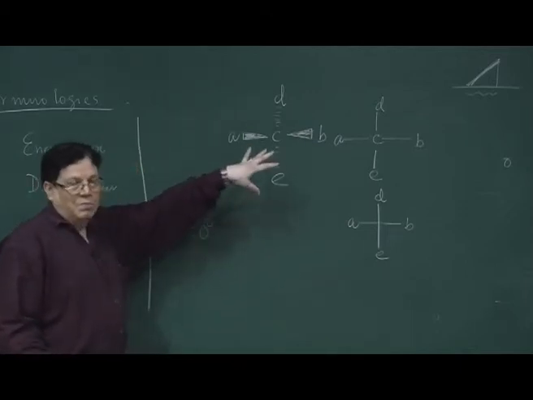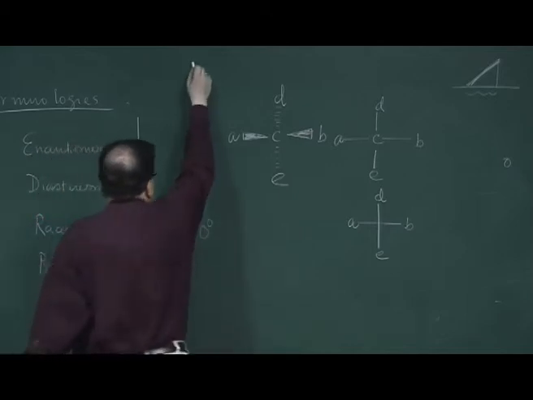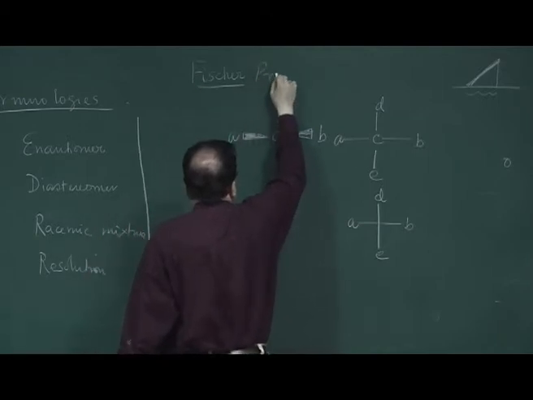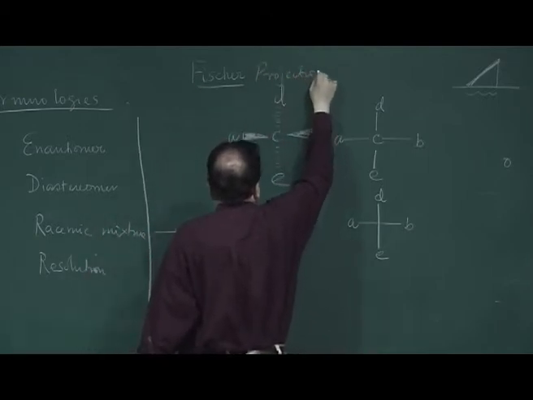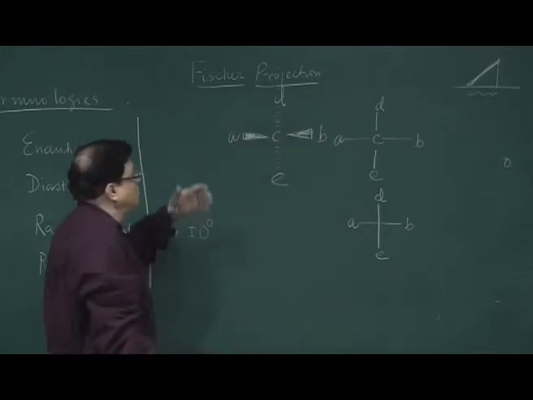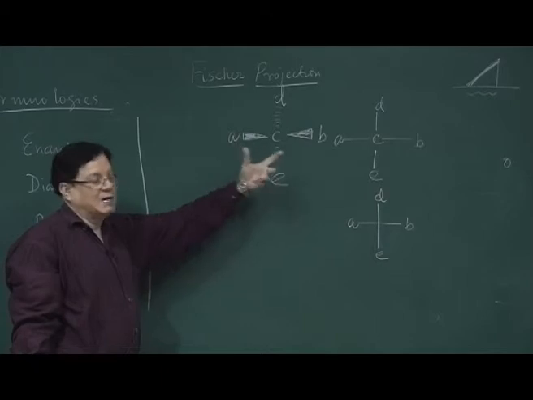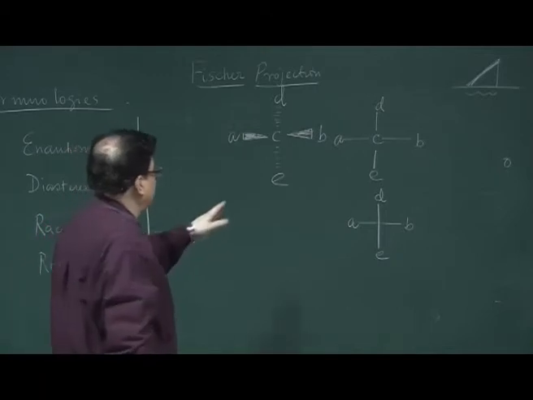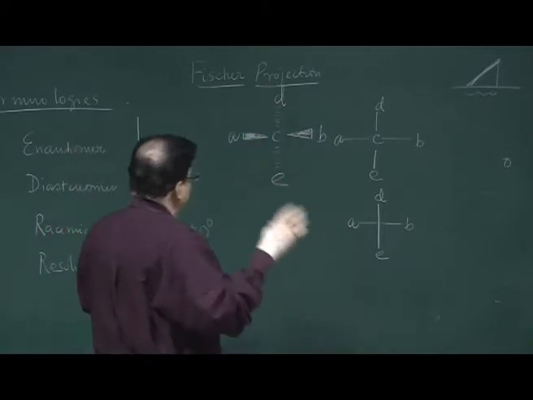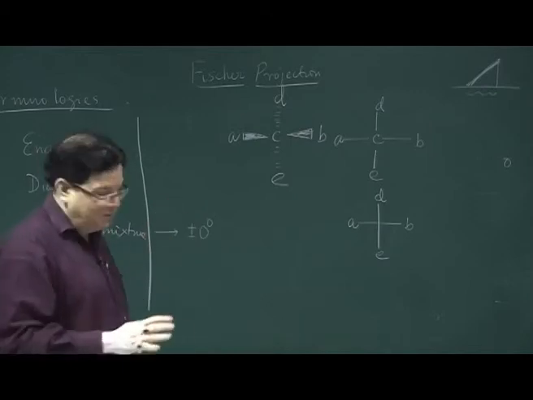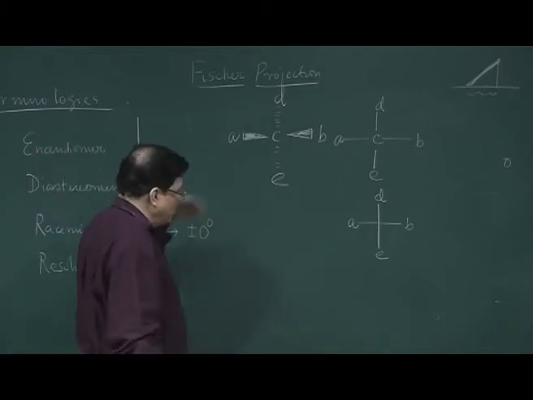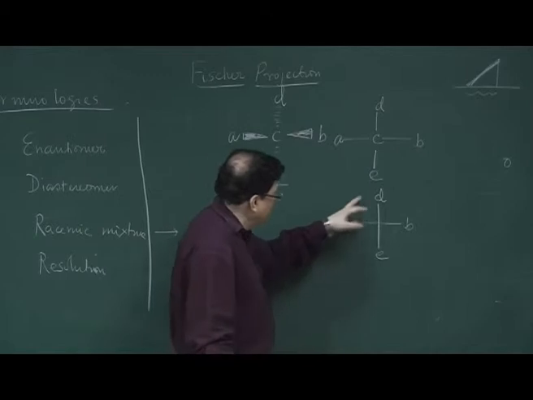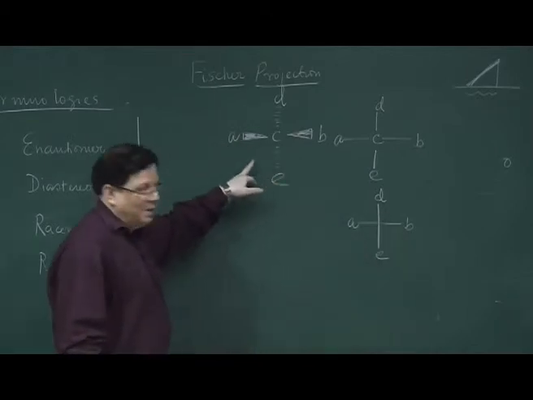That means, while drawing the Fischer projection formula, I should write: this is the Fischer projection formula. In the Fischer projection formula, the molecule is first held in such a way that the horizontal bonds are towards the observer and the vertical bonds are going away from the observer, and then you take a projection on the reference plane, in this case the board, and then you will see that you are forming a cross, and then you put the atoms again. So this is the Fischer projection of this molecule.